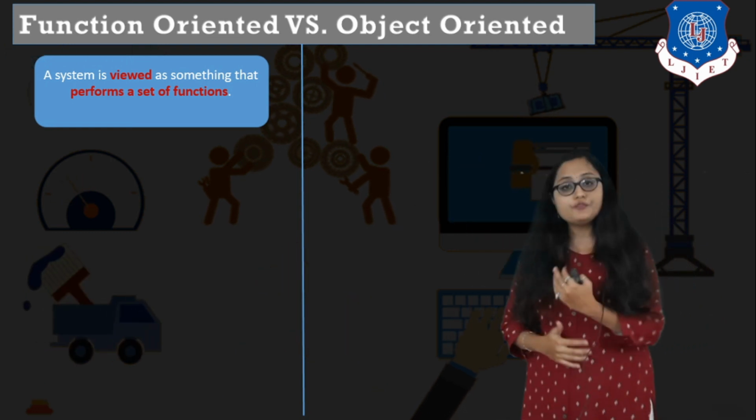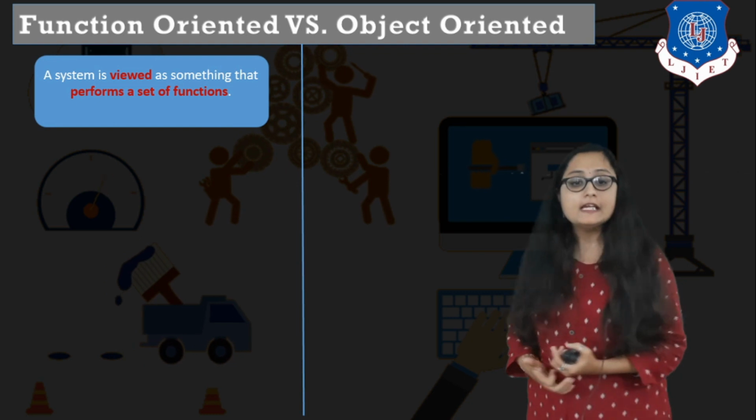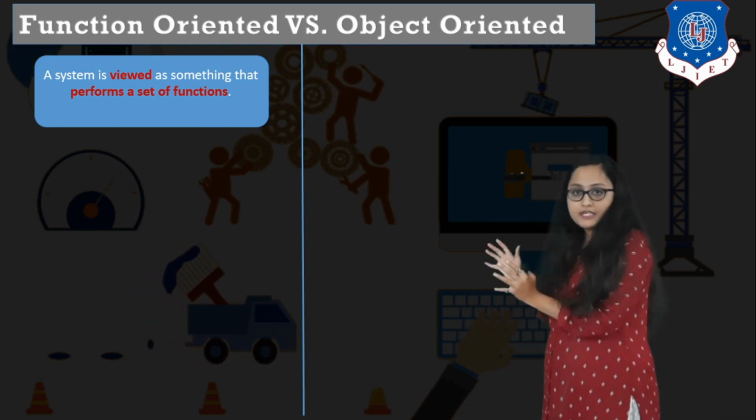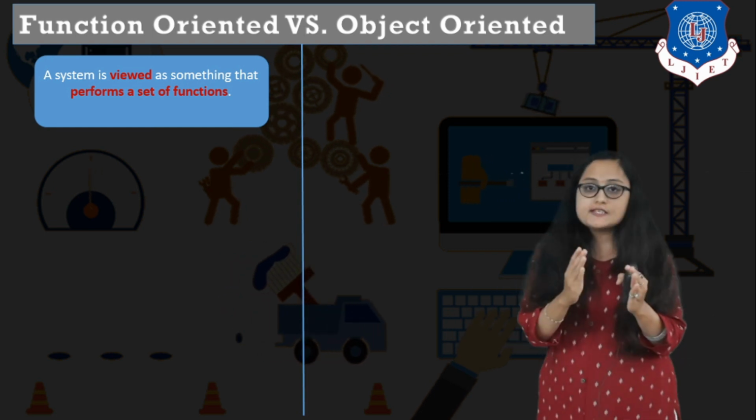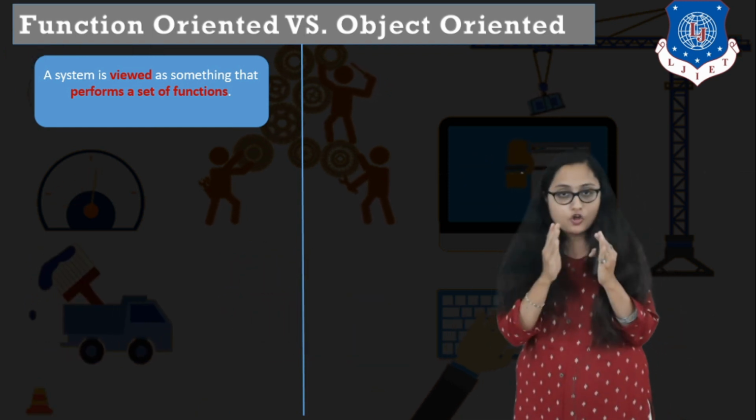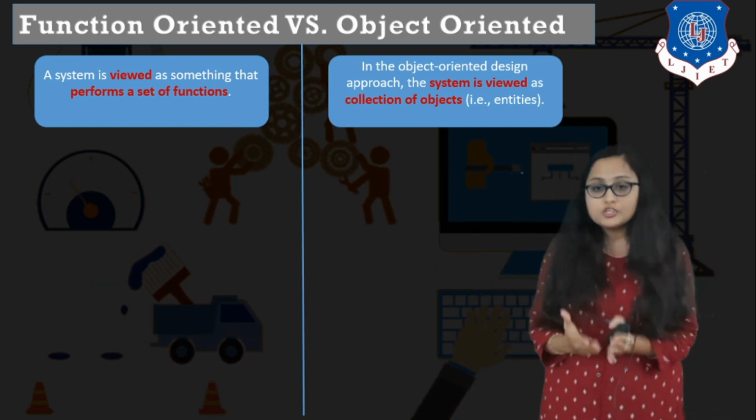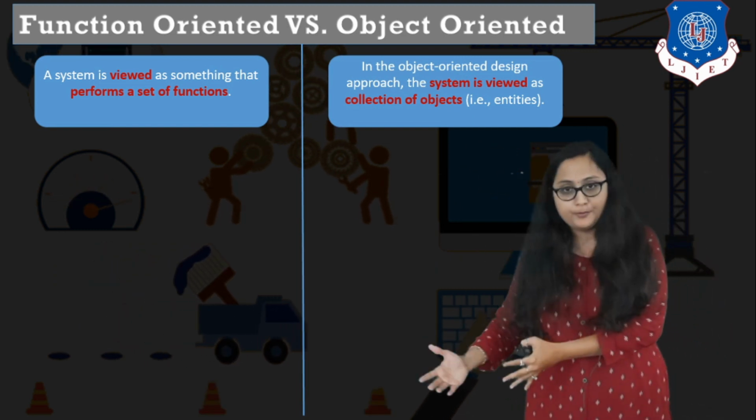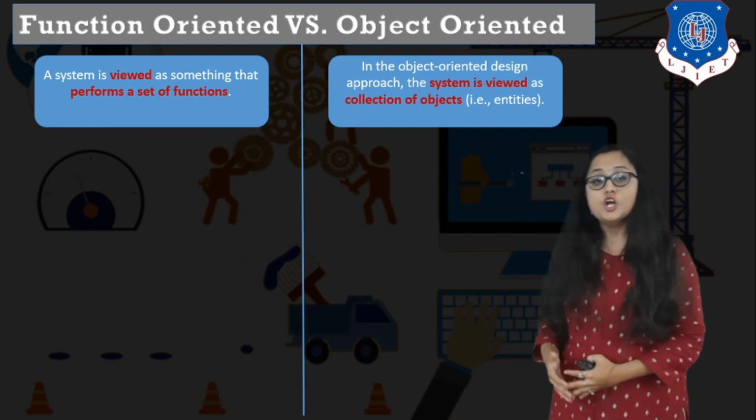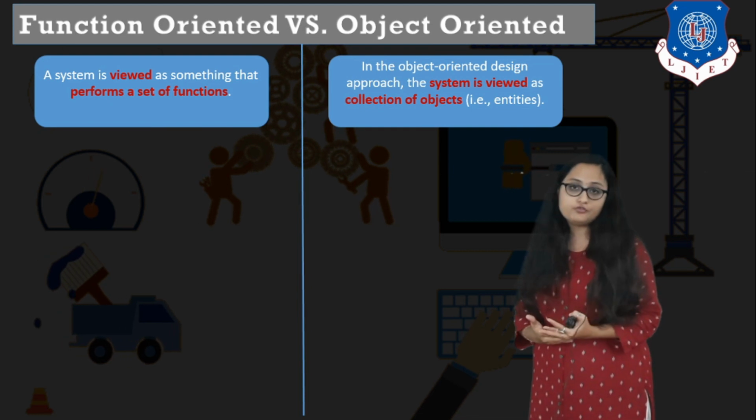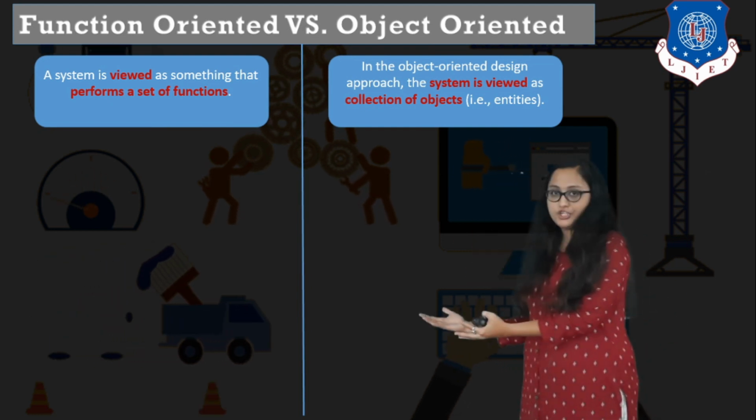But now if you are developing function oriented software, it will consist of a set of functions. So the main focus in function oriented is on the set of functions, whereas if you are developing software following the object oriented design or approach, the system is viewed as a collection of objects. So if you are developing software that is related to real world things, then you can go for object oriented.